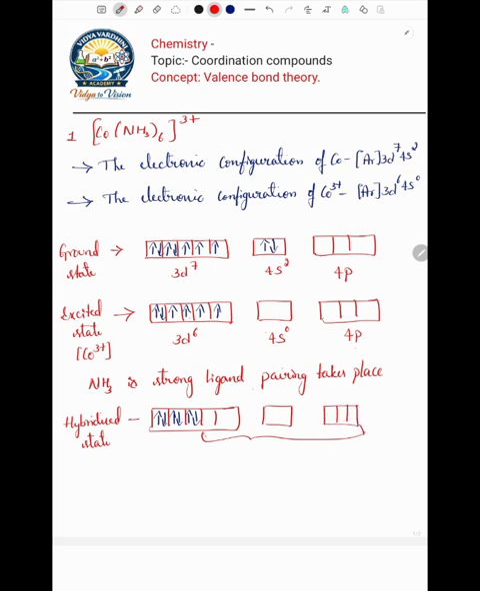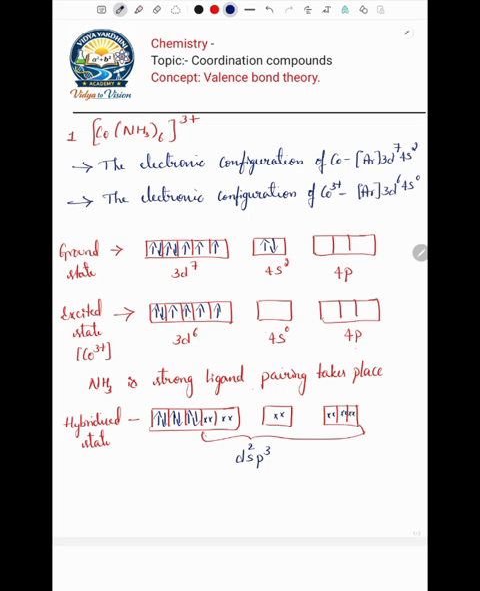Now as there are 6 ligands, we need 6 orbitals to form hybridization. The hybridization uses these 2 d orbitals, 1 s orbital and 3 p orbitals, so it is d2sp3 hybridization.